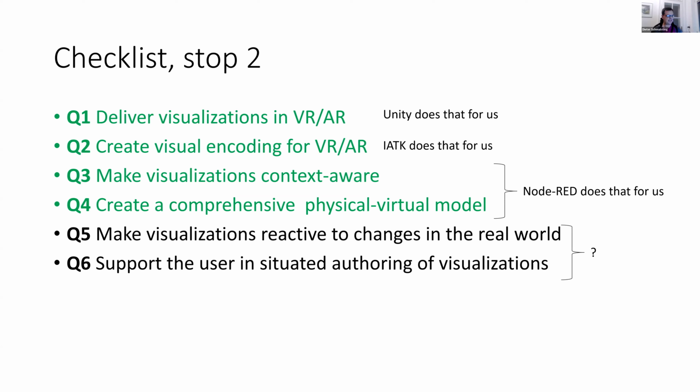What's missing is this elegant integration. This is what is addressed by questions 5 and 6. We want to make the visualizations reactive to the changes in the real world, and we want some powerful authoring. So how are we going to do that?